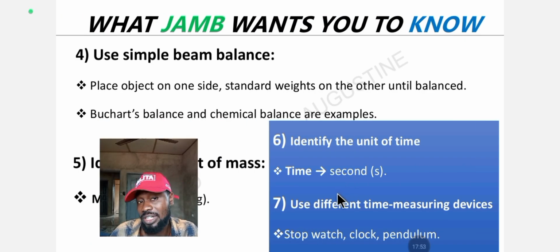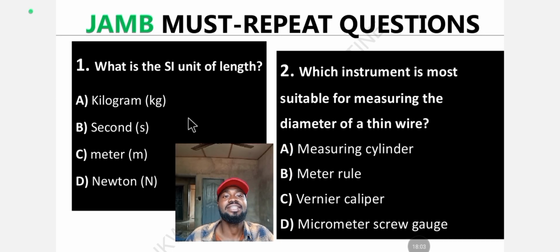Now that we have understood what Jamb wants from us, let's now look at some Jamb must-repeat questions. Question 1. What is the SI unit of length? A, kilogram. B, second. C, meter. D, Newton. Drop your answer in the comment section.